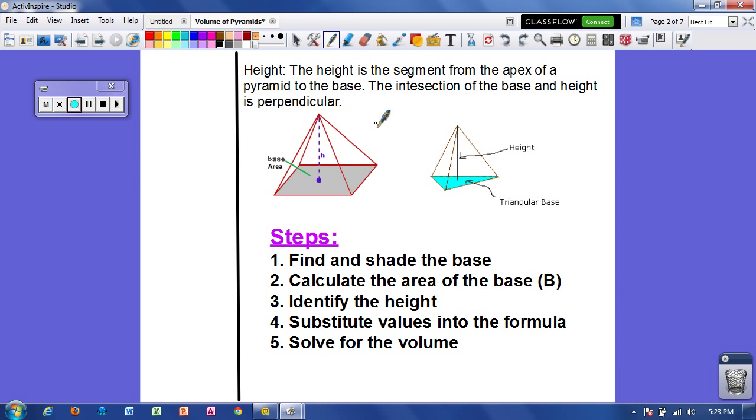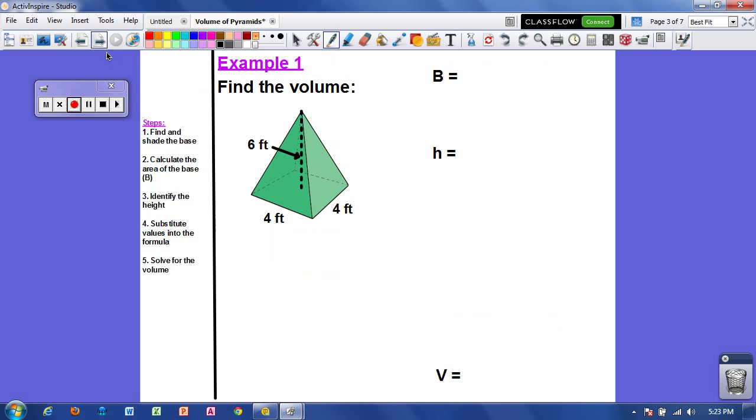I want you to keep in mind that on a pyramid, the height is the segment from the apex of a pyramid to the base, and it still intersects it at a right angle. And that's going to be true for both rectangular and triangular pyramids. So your steps: find and shade the base, calculate the area of the base, identify the height, substitute values into your formula, and then solve for the volume. So let's go ahead and do some examples together.